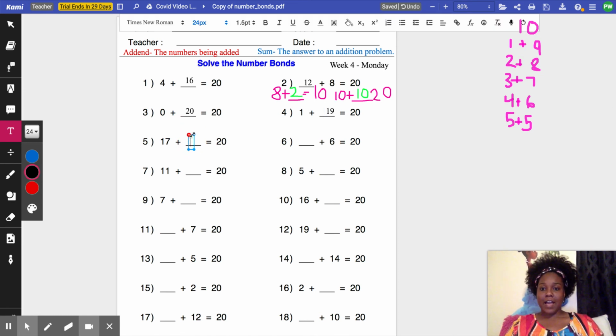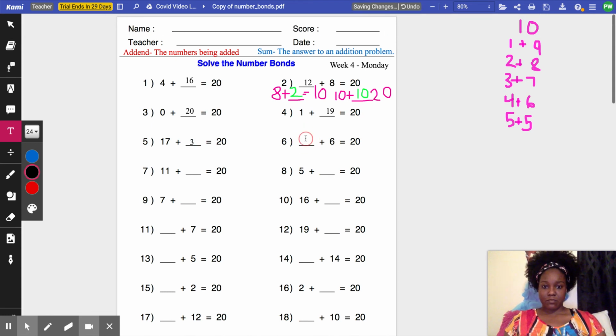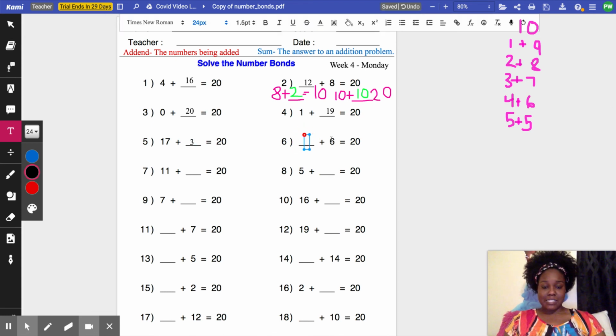On number 5, 17 plus something is 20. Well, 17 and 20 are really close to each other, and if I was counting by tens, I already got a 10. I'm past 10. So the next 10 would be 20. So I can't add 10 more, so I'm just going to count up. 17 in my head, 18, 19, 20. That leaves 3.